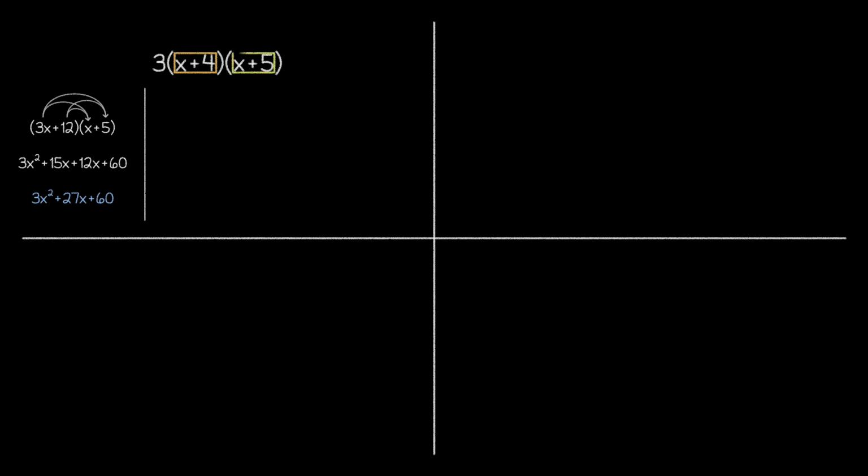So let's look back at our original expression and decide which of these pieces we want to multiply first. Suppose we choose to start by multiplying these two together. That's a simple distribution process that gets us 3x plus 12. Then, we would still need to multiply that by x plus 5, which would look like this and result in this answer.